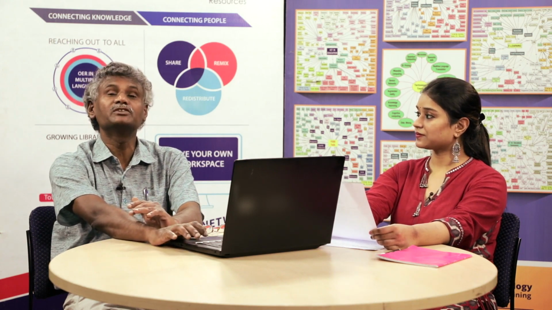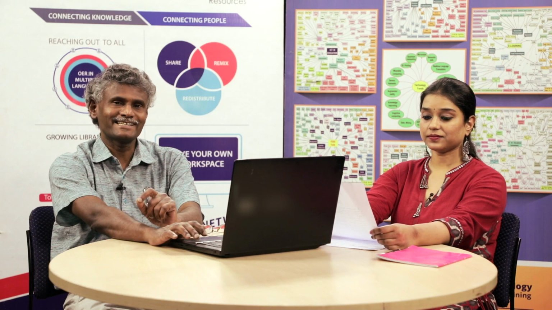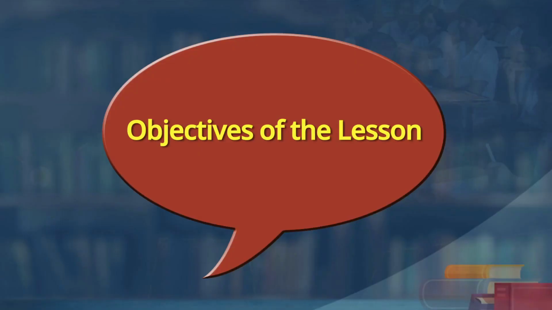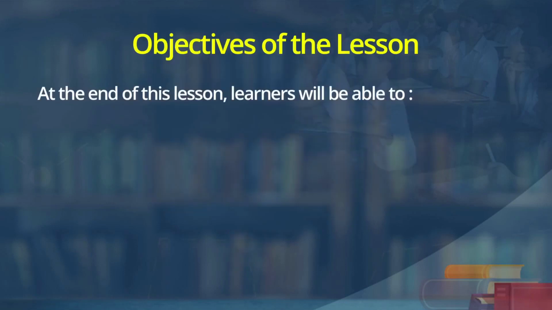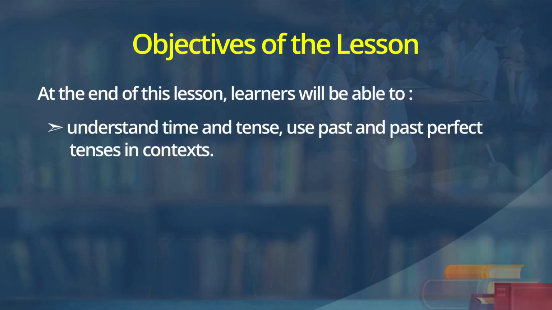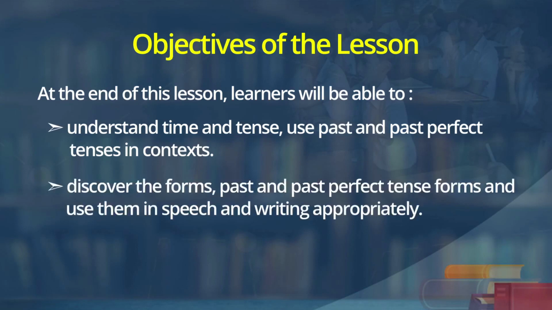This is what we are going to learn. Before we move on to learn how past tense and past perfect tense are used, let us know the objectives of this lesson. At the end of this lesson, learners will be able to understand time and tense, use past and past perfect tenses in context, discover the forms of past and past perfect tense, and use them in speech and writing appropriately.